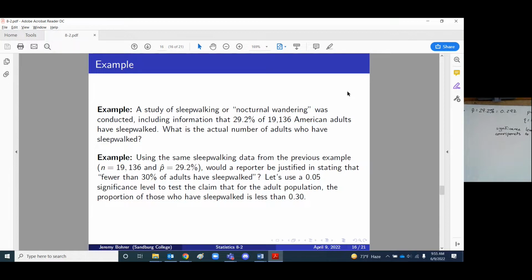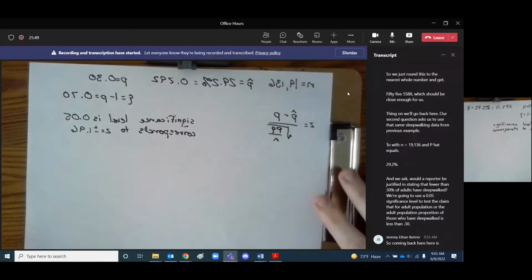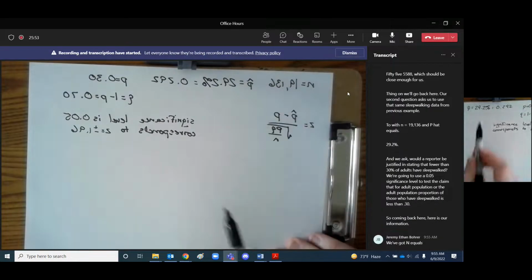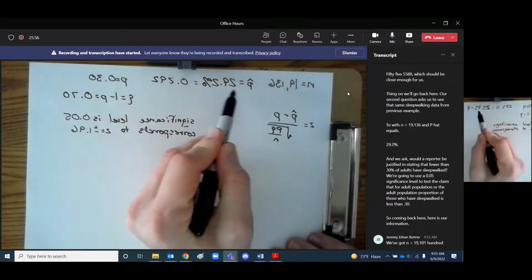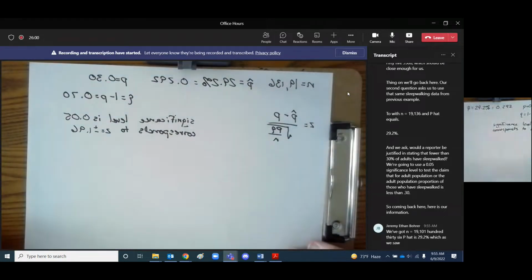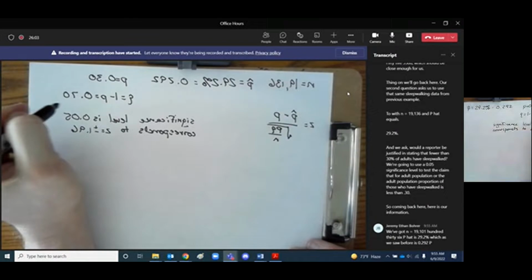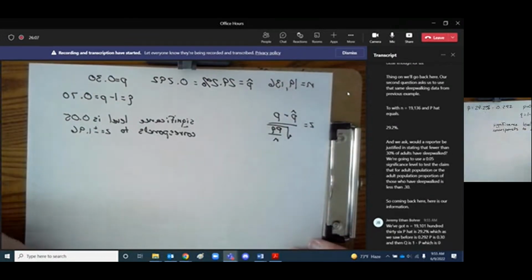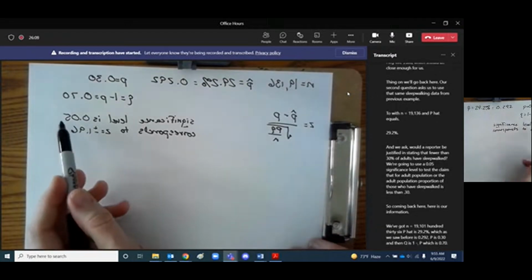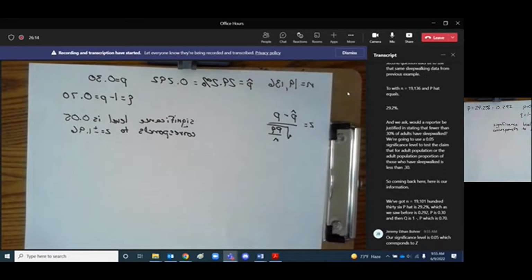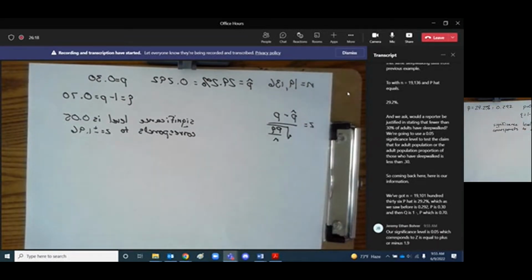So coming back here is our information. We've got n equals 19,136. P hat is 29.2%, which, as we saw before, is 0.292. P is 0.30, and then Q is 1 minus P, which is 0.70. Our significance level is 0.05, which corresponds to Z equal to plus or minus 1.96.